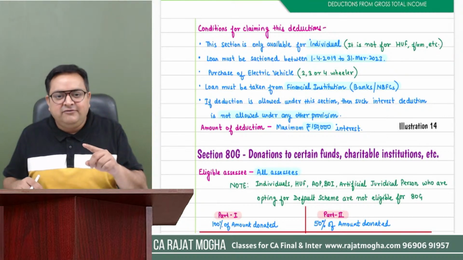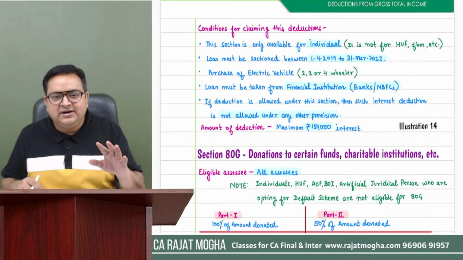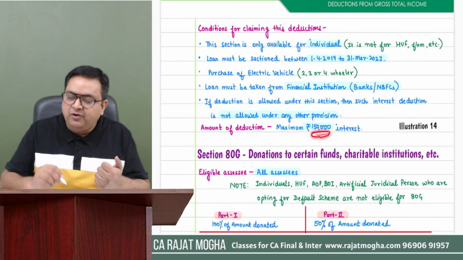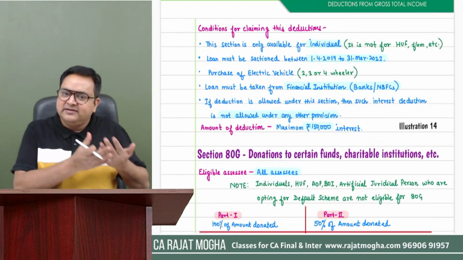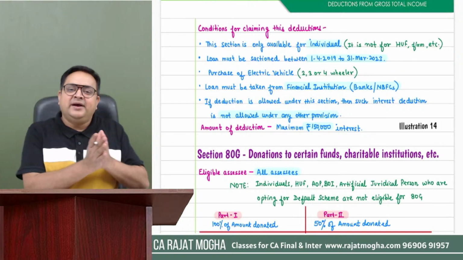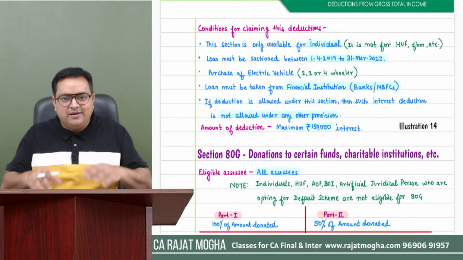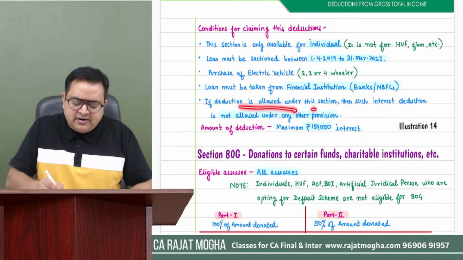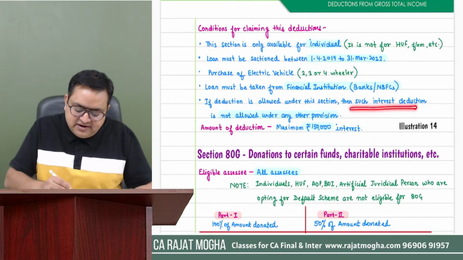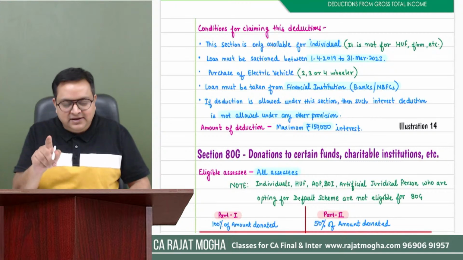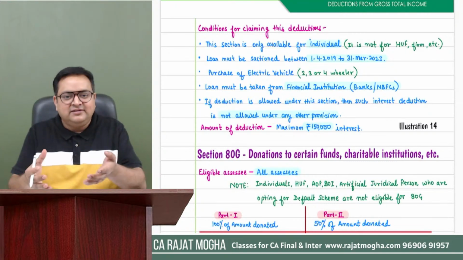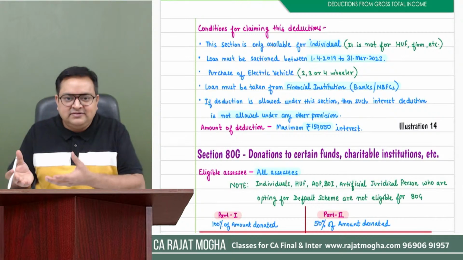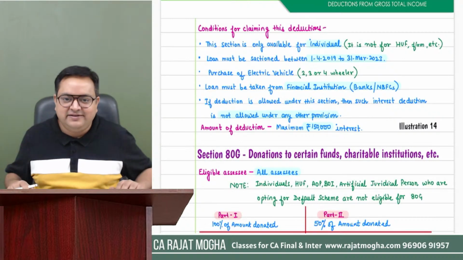So for personal vehicles, you can come in this section, but for a business vehicle, generally the assessee will not come in this section, because here also there is a limit of 1,50,000. So he will claim deduction in section 36. If that person is claiming under section 36, that person cannot come in this section. So this point is written over here: if deduction is allowed under this section, then such interest deduction is not allowed under any other provision. So it is better to advise the assessee, please go in 36, because there is no limit, and your business expenses you can claim deduction under that particular section.